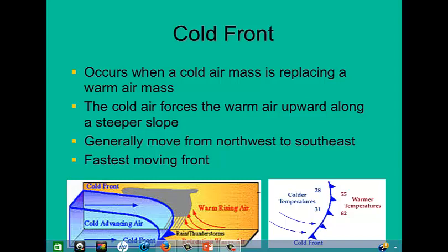The diagram below shows the cold front overtaking the warm front. The warm air gets forced upward, and typically we get rain and even thunderstorms because of that fast-moving cold front pushing in and overtaking the warm air mass. The colder temperatures on the right-hand side, you can see 28 and 31, will soon overtake the 55 and 62 of the warmer temperatures. The symbol on the map is a straight line with triangles pointing in the direction of the moving front.